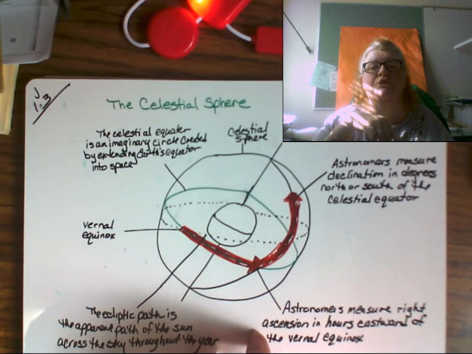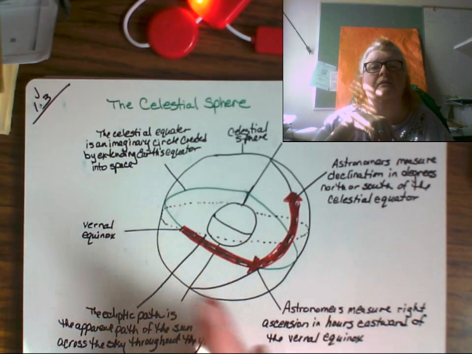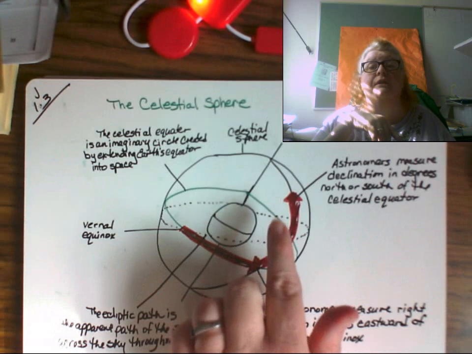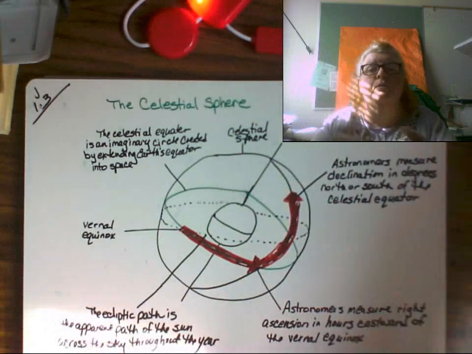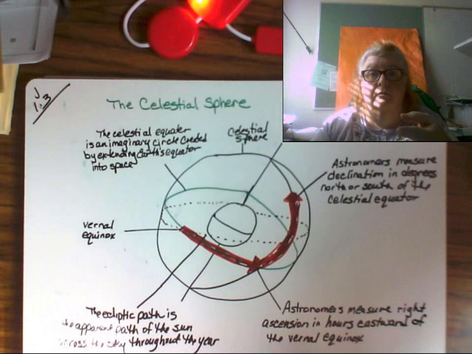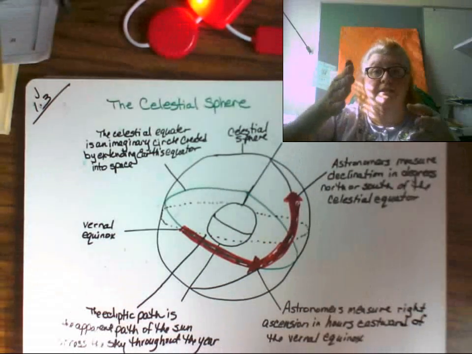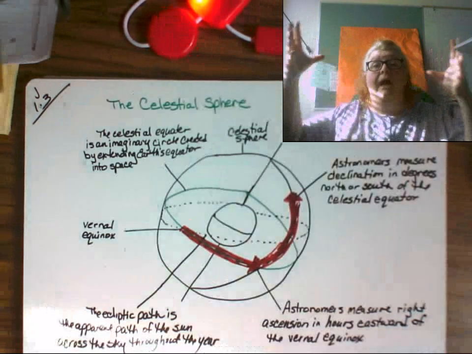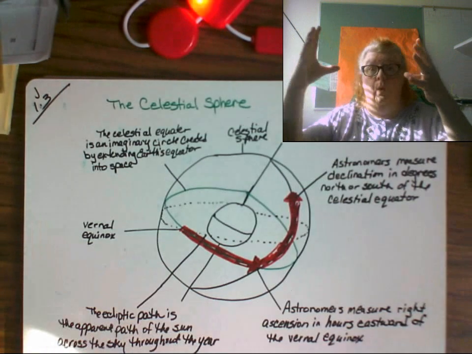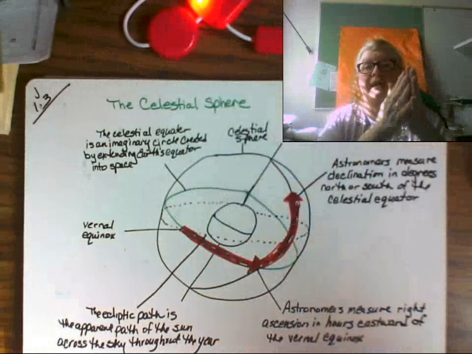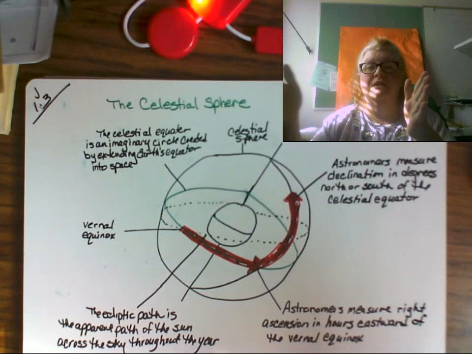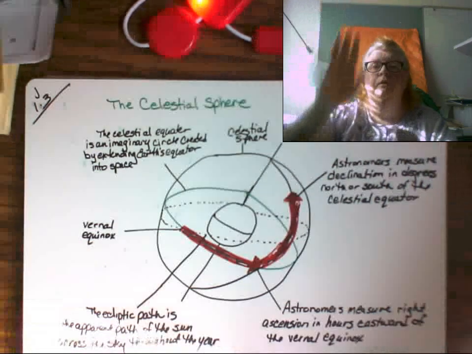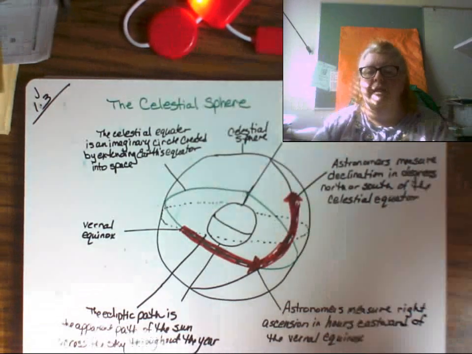Astronomers measure right ascension in hours east of the vernal equinox. And declination. So when you look at a map, like in social studies, you were taught to use longitude and latitude. Longitude is where it is this way, and latitude is where it is on the globe this way. This is the same kind of thing, but bigger. It's the whole universe kind of thing. So they're saying from here, it's this many degrees to the east, and it's this many degrees north or south.